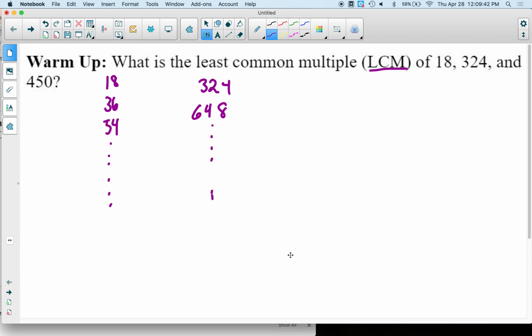For 450, if we double that, we get 900, and we would just keep going, right? So 18 goes into 324, and 18 also goes into 450. So 18 and 450 have a least common multiple of 450, but this 324 is throwing us off, right? 324 does not go into 450 evenly, okay?